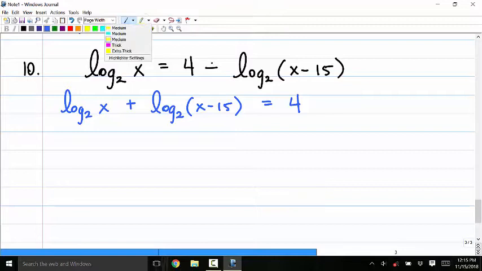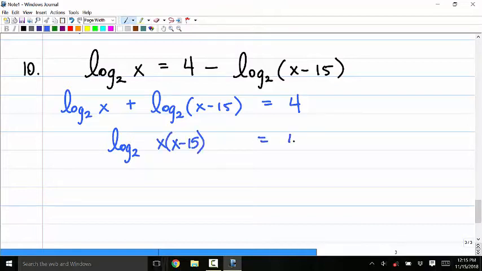All I did was add log base 2 of x minus 15 to both sides. Okay, is the log isolated? Nope. I've got 2 logs over here. How can I make that into 1? You see that I've got a plus? So I need to multiply that times that. So I have log base 2 of x times x minus 15 is equal to 4.